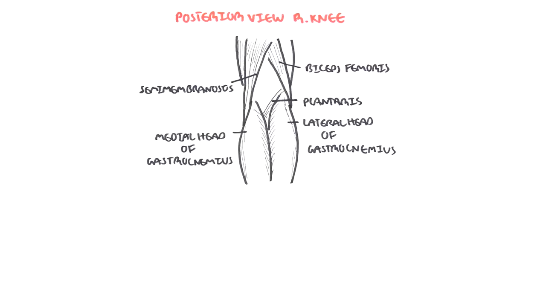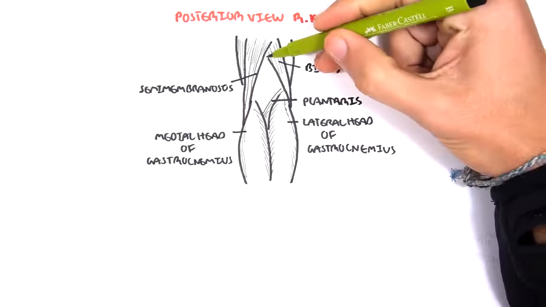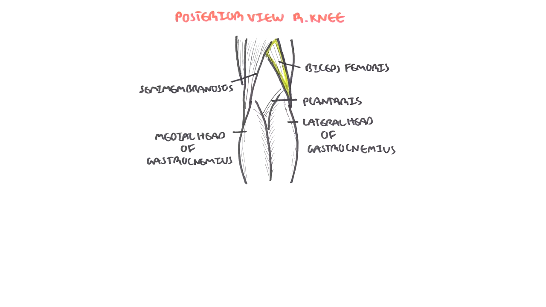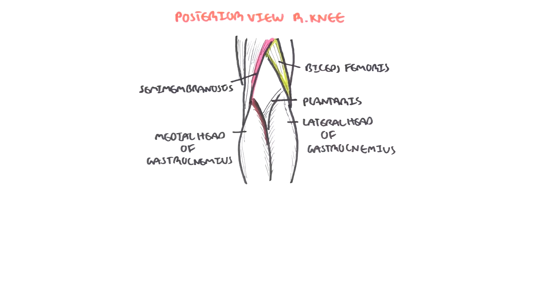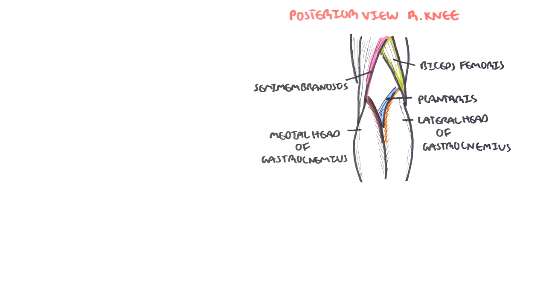The popliteal fossa is essentially a fossa, which contains things. And the popliteal fossa is formed by the biceps femoris superior laterally, superior medially the semimembranosus, inferior medially the medial head of the gastrocnemius, and inferior laterally the plantaris and lateral head of the gastrocnemius.